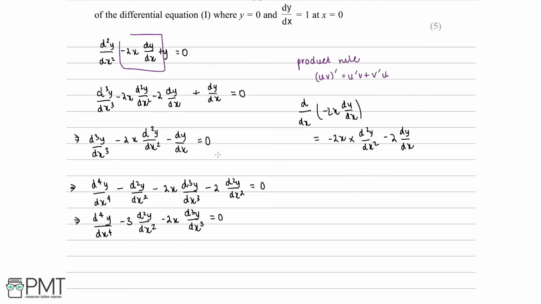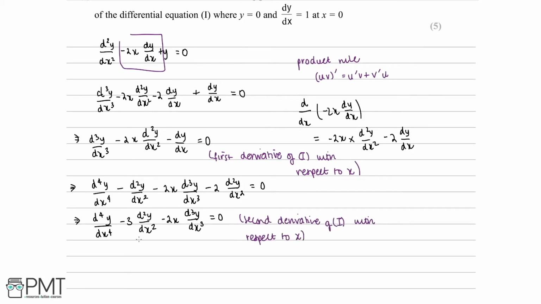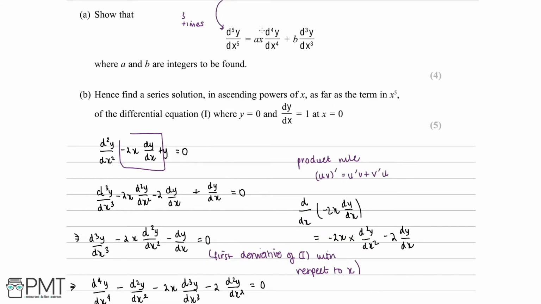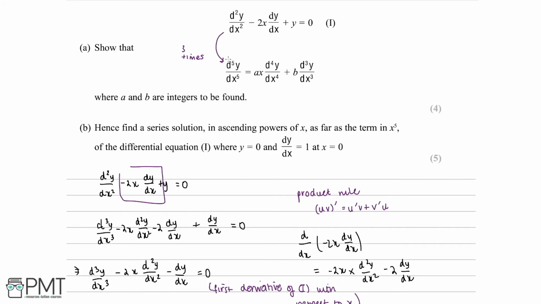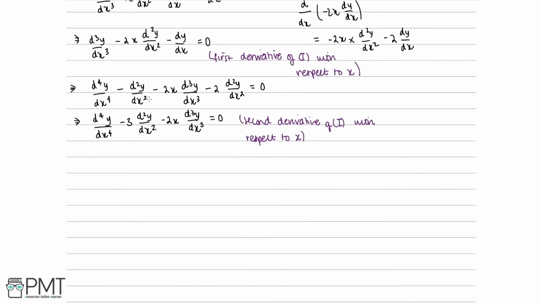Remember, this equation over here is our first derivative of I with respect to x, and this over here is our second derivative of I with respect to x, remembering that we get our second derivative of I with respect to x by differentiating our first derivative of I with respect to x. Over here we identify that we need a fifth order derivative of y, so in order to get our fifth order derivative of y, we need to differentiate our second derivative of I with respect to x 1 more time.